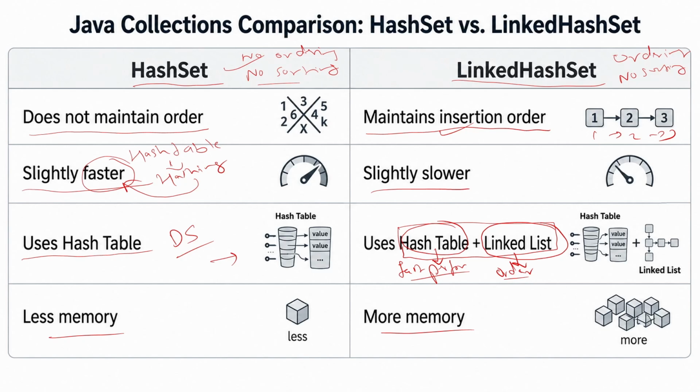So HashSet is slightly faster. Why? Because it only uses a hash table.